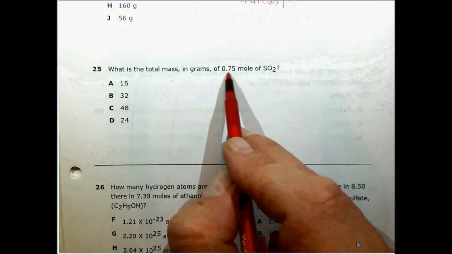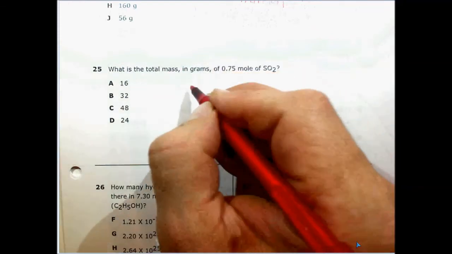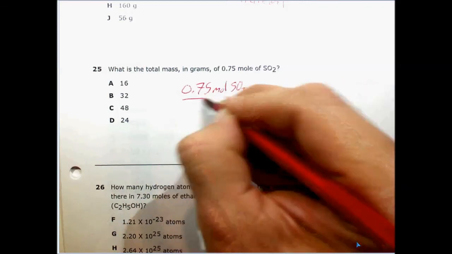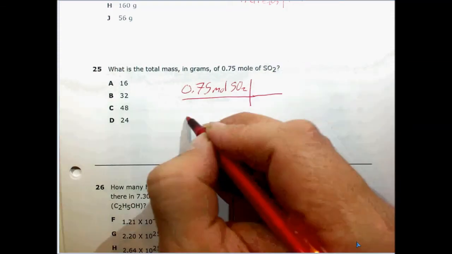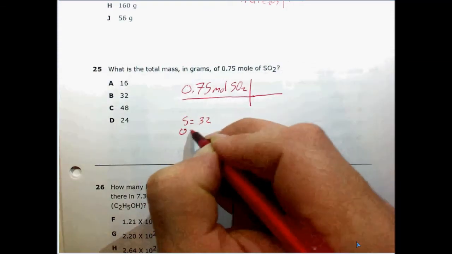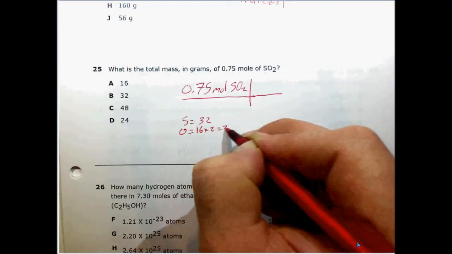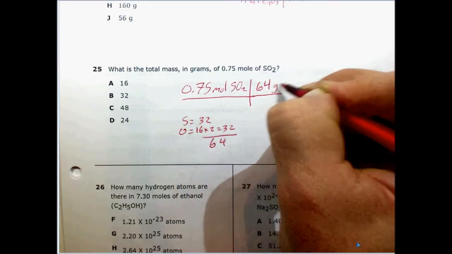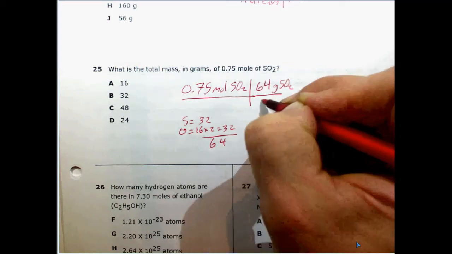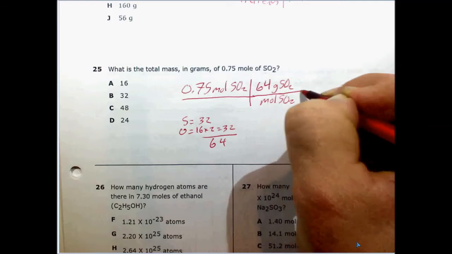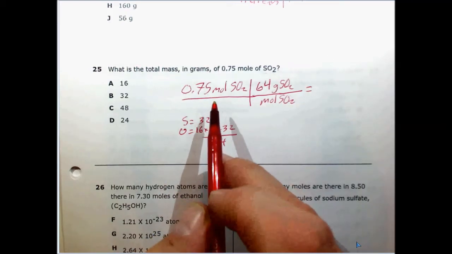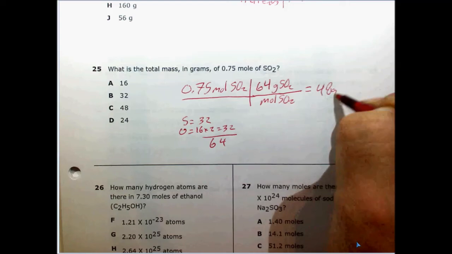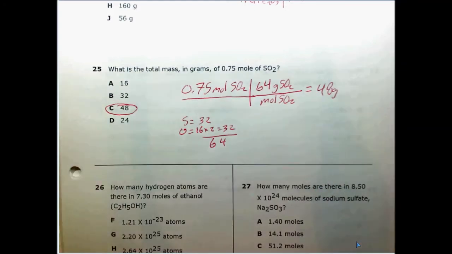What is the total mass in grams of 0.75 moles of SO2? 0.75 moles SO2 times the molar mass of SO2. S is about 32. O is about 16 times 2, which is about 32. So the molar mass of SO2 is 64 grams of SO2 per mole of SO2. 0.75 times 64 is 48 grams. So that's the answer.